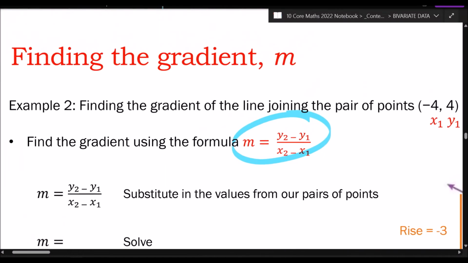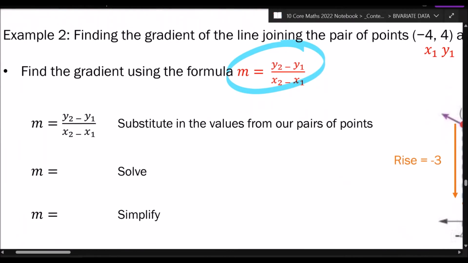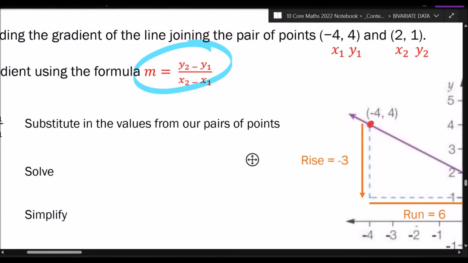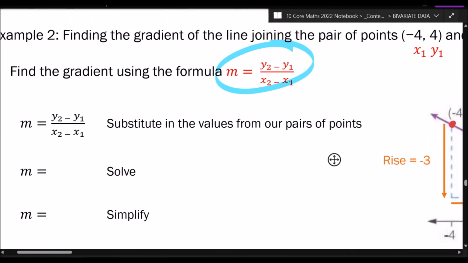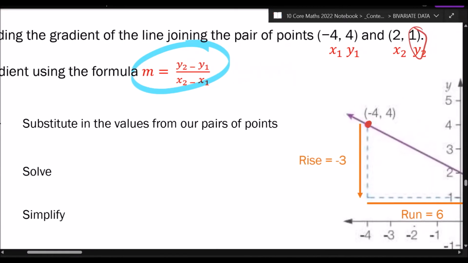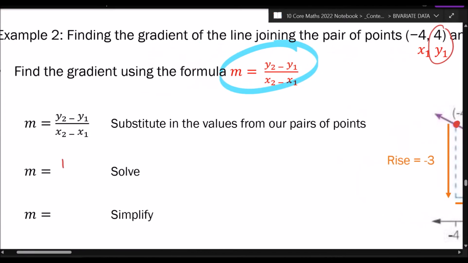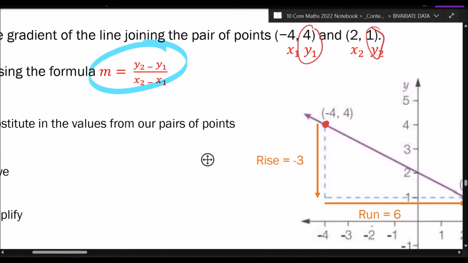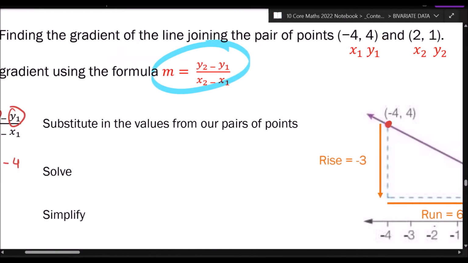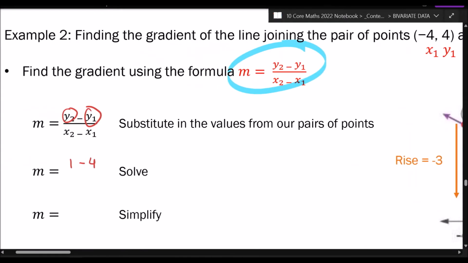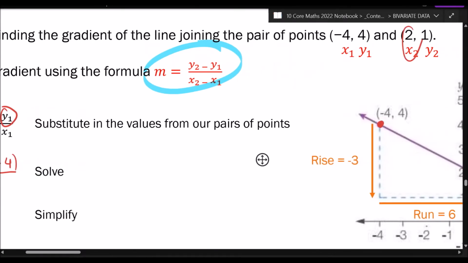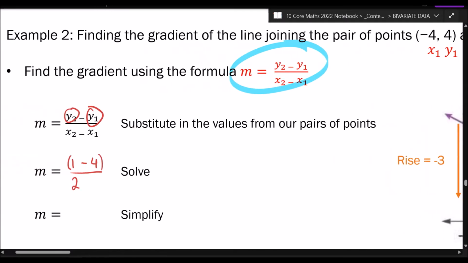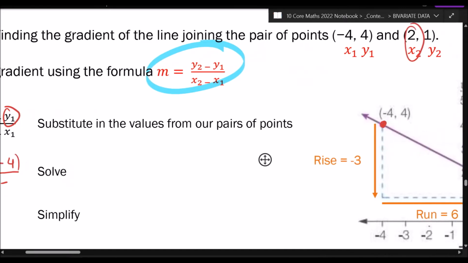All right. So you've got your formula. Let's substitute it. So y2 minus y1. y2 is there, which is 1. So you're going to put in your formula 1, take away y1, which is 4. It's y2 and y1. So I'm looking at y2, which is 1, and then 4, which is y1. And then divided by, if you want, put it in brackets, x2, which is 2. So 2. Take away x1, which is negative 4.